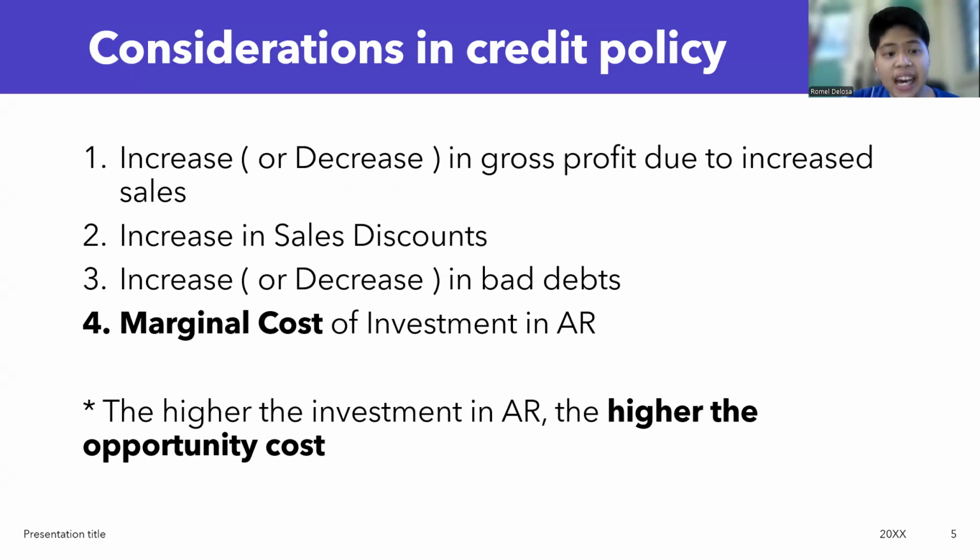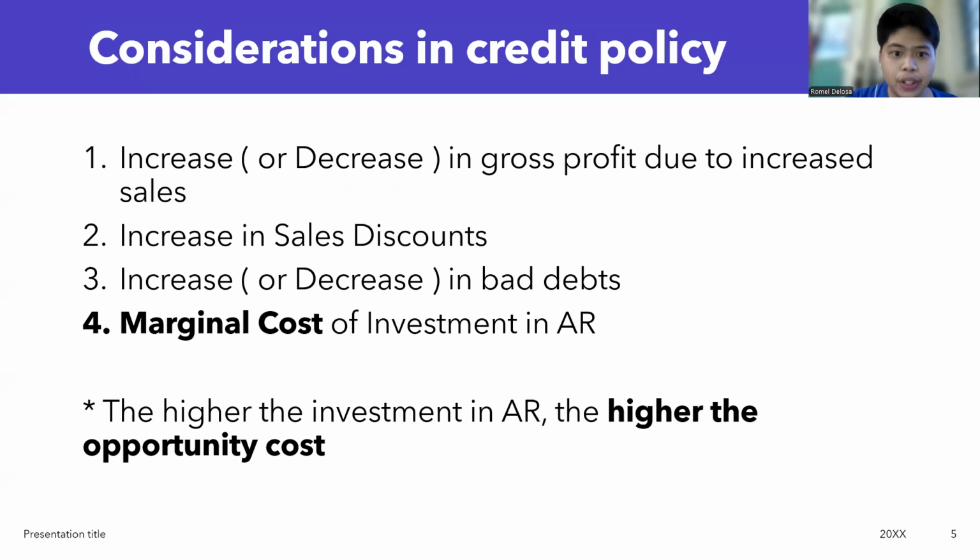So merong implied assumption that we prefer a lower accounts receivable. We prefer that on average, dapat yung accounts receivable mababa lang. Kasi kung mababa yung AR, it implies that nakokolekta natin agad yung receivables. Hindi na siya nagbo-bloat or hindi siya nagfo-float sa accounts receivable. So those are the considerations in implementing a credit policy.